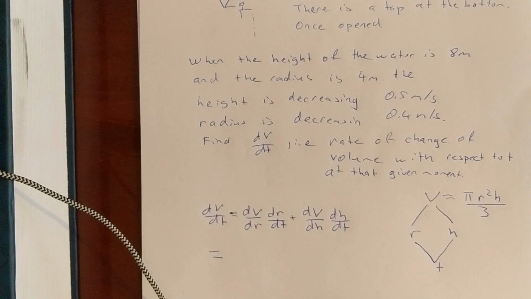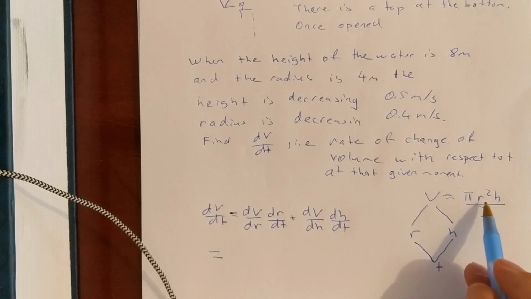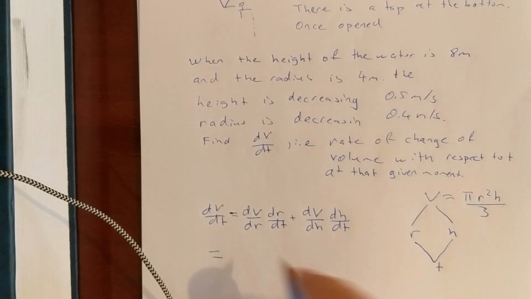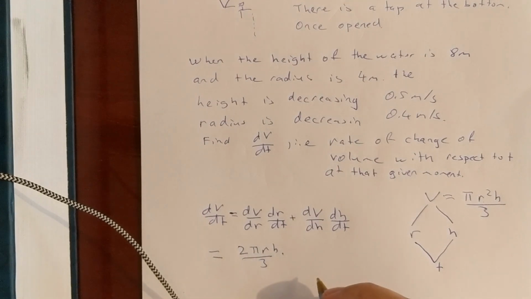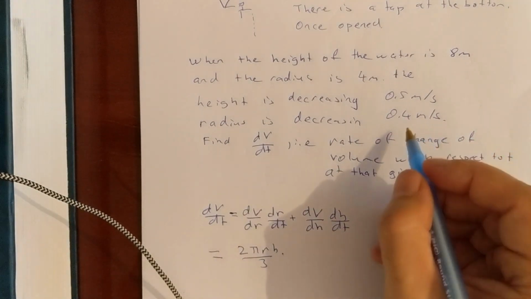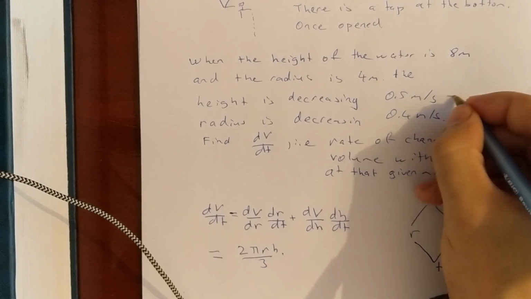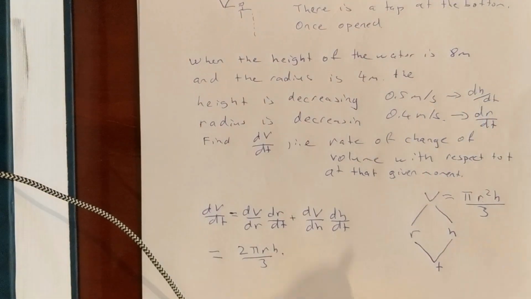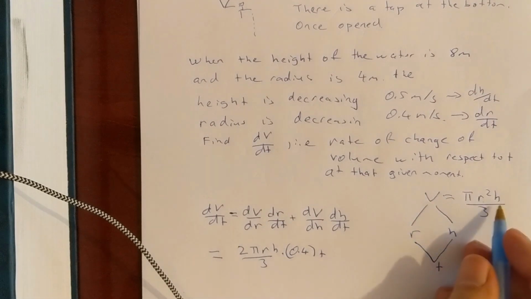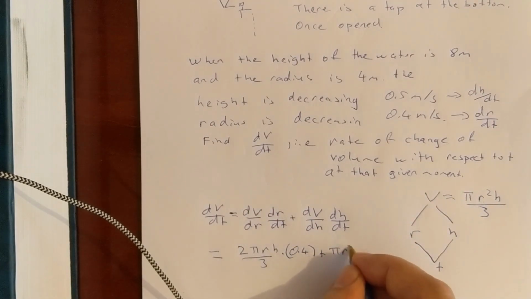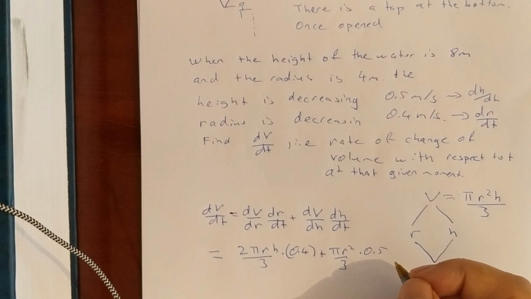Now, what is dV/dr? Volume is equal to pi r squared h over 3, so we're treating only r as a variable, so it's going to be 2 pi r h over 3, times, we're given that the radius is changing at that moment, so this is dr/dt, isn't it? And this is dh/dt. So nice. I can just plug in 0.4 for dr/dt, plus dV/dh, where h is a constant, so this is just going to be pi r squared over 3, and dh/dt is 0.5, so we have it there.